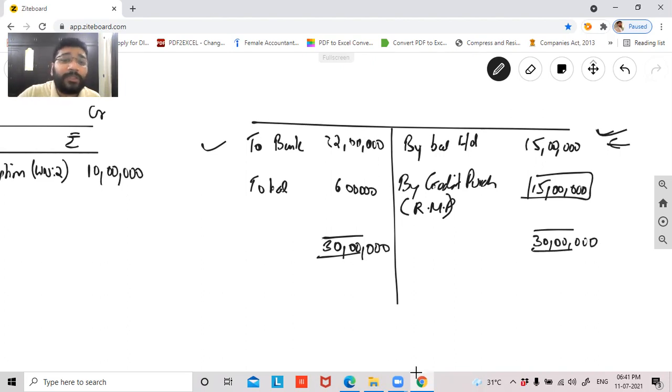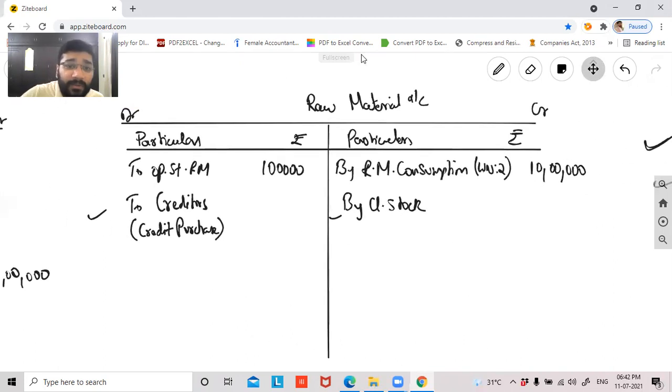Out of this 30 lakh rupees, 22 lakh rupees you have settled to the creditor. Remaining 6 lakh is yet to be paid. So guys, creditors purchased is given. I have found this information. This has to be transferred to the raw material account. Guys, this is the working note number 3. 15 lakh rupees is the credit purchase.